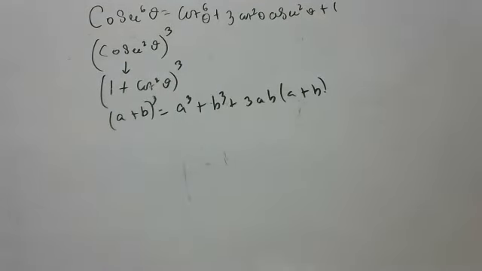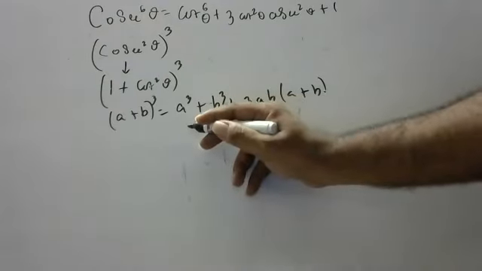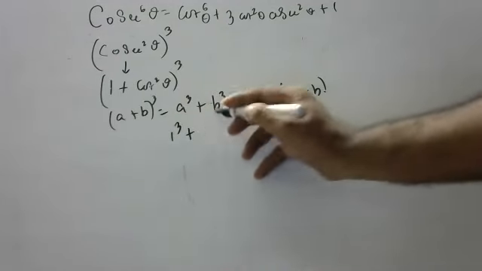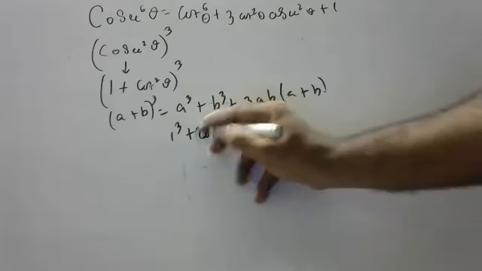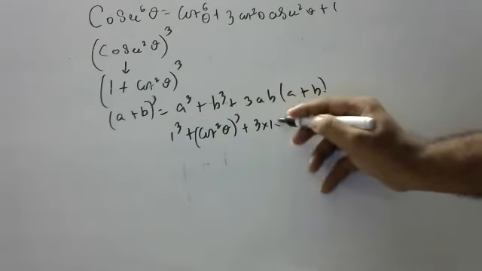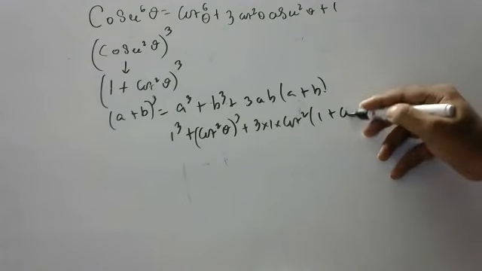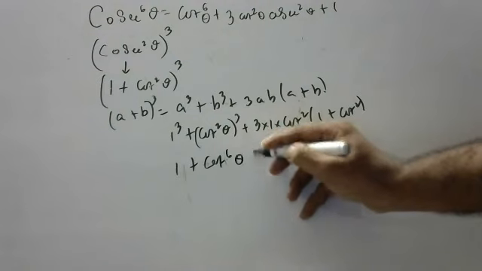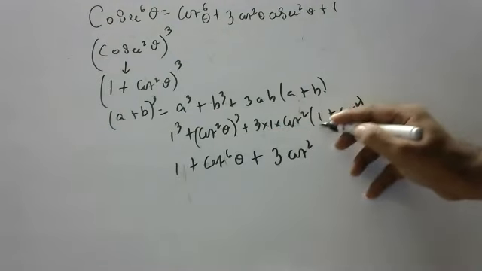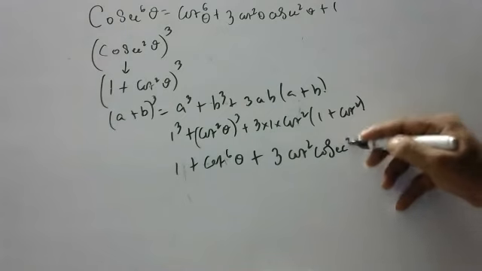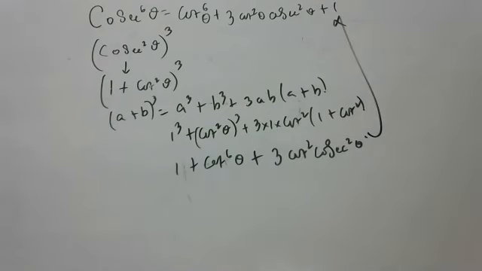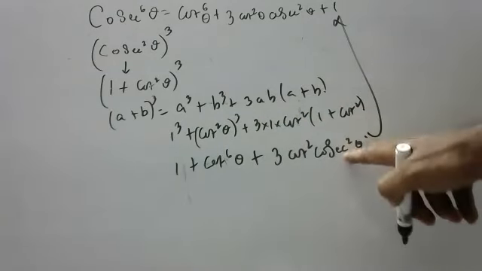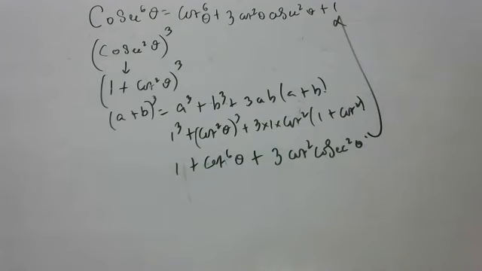Very, very beautiful. I don't know who discovered and invented all these sums. Very, very great. So A is 1, children, 1 cube. B is cot square theta whole cube, plus 3 into 1 into cot square into (1 plus cot square). So 1 plus cot square whole cube: cot 6 theta, plus 3 cot square (1 plus cot square). 1 plus cot square is cosecant square. 3 cot square cosecant square. Hence proved. Over, children.